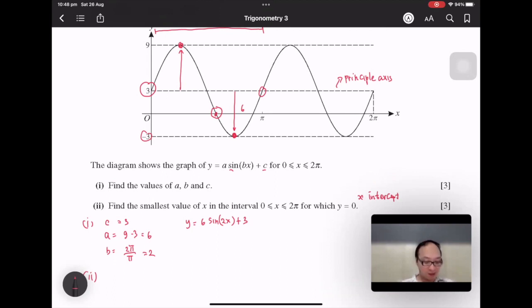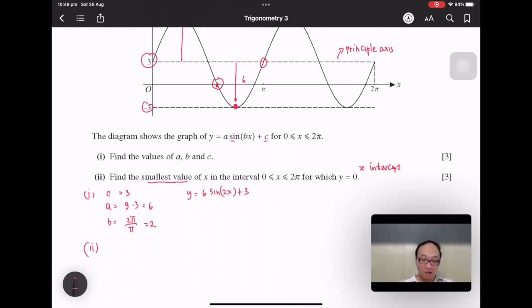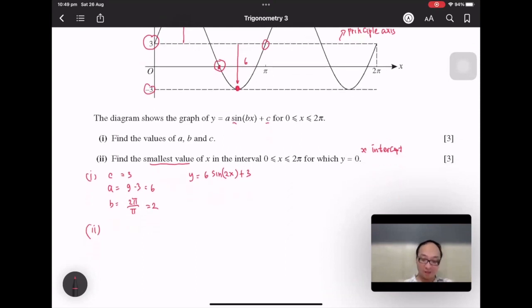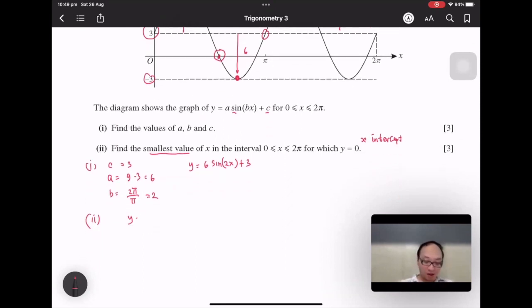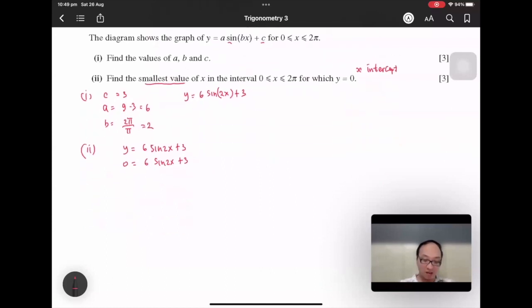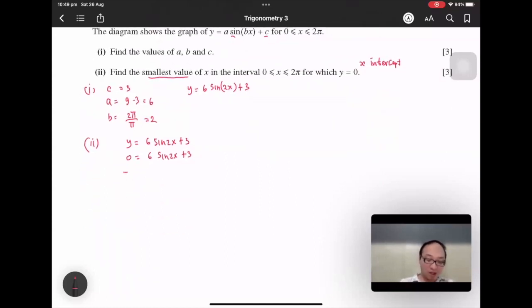Yeah, that is the first, the smallest value of the x-intercept. So we can find it using the equation y equals 6 sine 2x plus 3, and this equals 0. So 0 equals 6 sine 2x plus 3. Then I can move it: minus 3 equals 6 sine 2x. So that means sine 2x equals negative half.